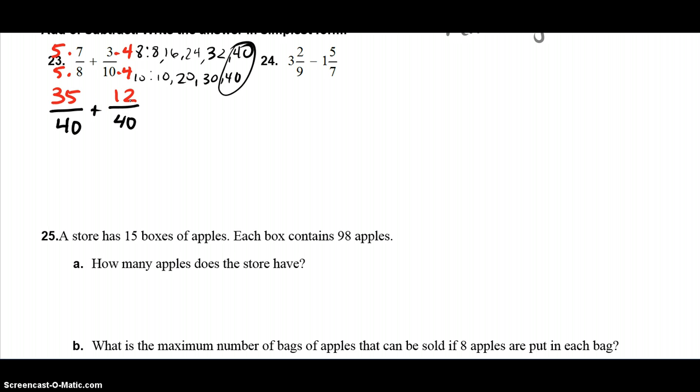So now I've got the common denominator. I can add both of my numerators. So 35 plus 12 is 47 over 40. Now that is called an improper fraction, so we need to change that. How many 40s go into 47? 1 whole, and then I have 7 left over, 7 40ths. And that is written in simplest form.